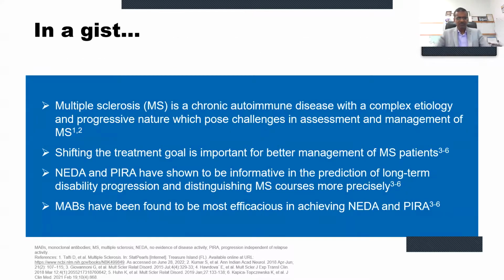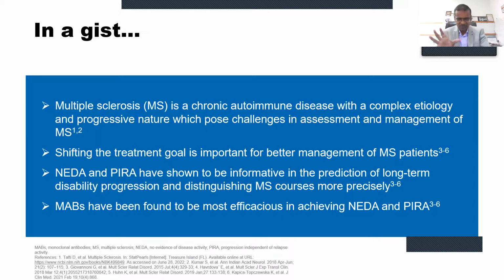So just to summarize, MS is a chronic autoimmune disease with a complex etiology and progressive nature, difficult to assess and manage because there are multiple options and patients are not the same, they vary. Traditionally, we have been looking at EDSS scores, relapses, and the MRI lesion load, new lesions, and then guiding therapies.